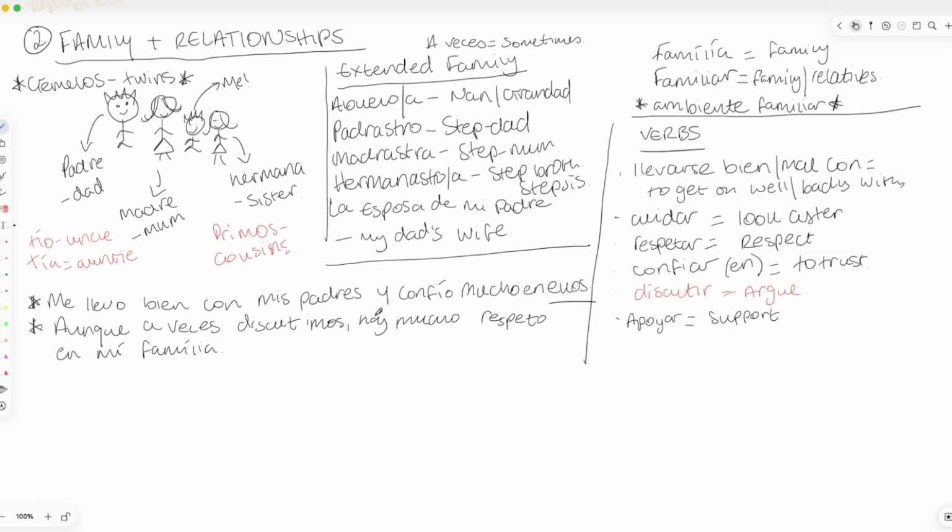Okay, so you'll notice how I've used the word hay for there is. You wouldn't use a word like tener, to have, for respect in this case. You could use it if you were talking about, for example, your dad directly. Tengo mucho respeto para mi padre, or por mi padre. So the word hay just makes it a little bit easier for you to understand. Alright? So that's sort of the board, or the canvas, I'll call it, for the topic of family and relationships.